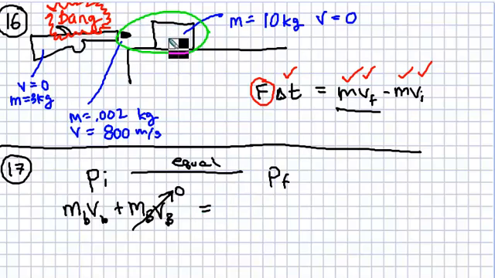So finally, when the bullet penetrates the block and sticks in, then we've got simply one object. How much mass does it have? Well, it has the mass of the bullet plus the mass of the block. How much velocity do they both share? That's your problem to figure out. Next question.